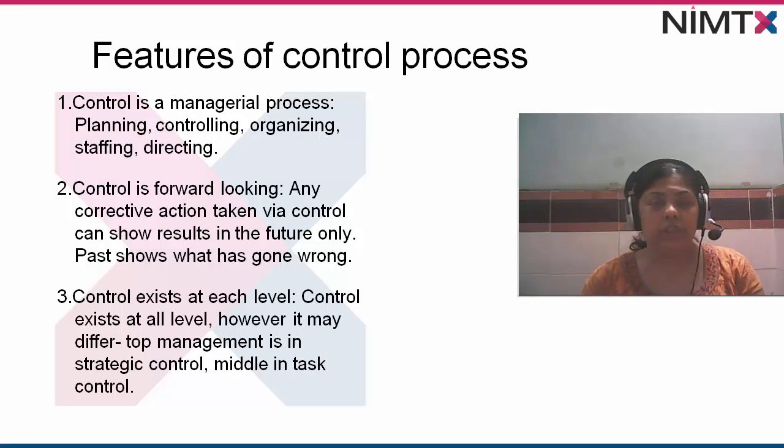Control is a managerial process: planning, controlling, organizing, staffing, directing. Yes, planning, because you set a standard, then you control it, you organize, you staff people accordingly. That is called optimal utilization of resources. Where exactly do you have to put in the staff? Which department needs more staff? Directing them, assisting them.